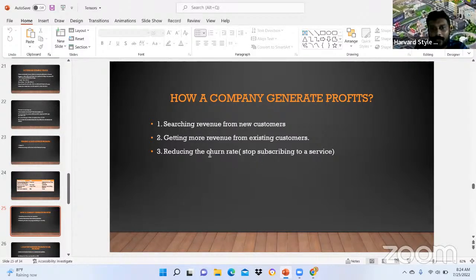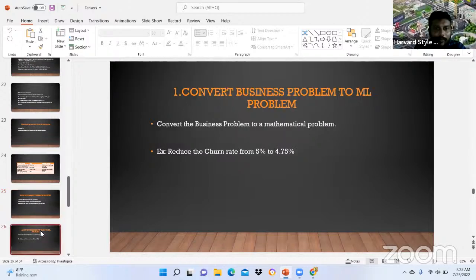Now, normally machine learning experts go for this one because the first two things are difficult to manage, but you can manage the churn rate. So you will be converting this business problem into a mathematical model. Okay, how do we do that?